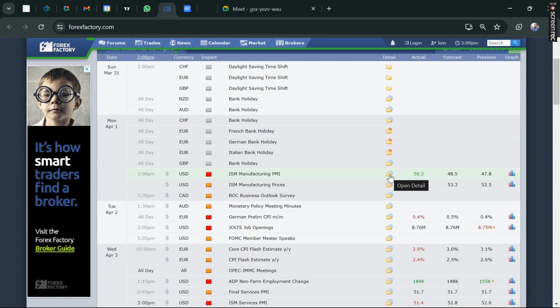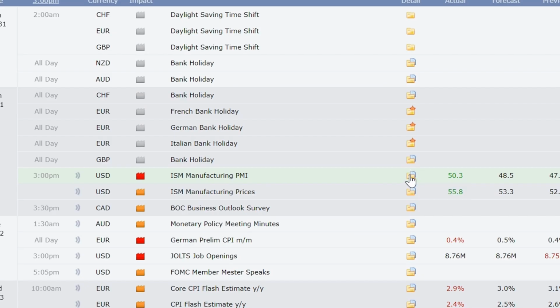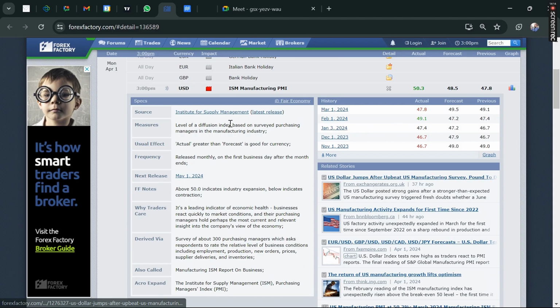All right, if you want to check more details about the fundamental, you can just open the red folder, this folder here. You will see more details. So you can see the source is the Institute of Supply Management. What does the news measure? It measures levels of a diffusion index based on surveyed purchasing managers in the United States manufacturing industry. And why do traders care? It's a leading indicator of economic health. Businesses react quickly to market conditions, and their purchasing managers hold perhaps the most current and relevant insight. So you can just read through to have more insight about that particular fundamental.